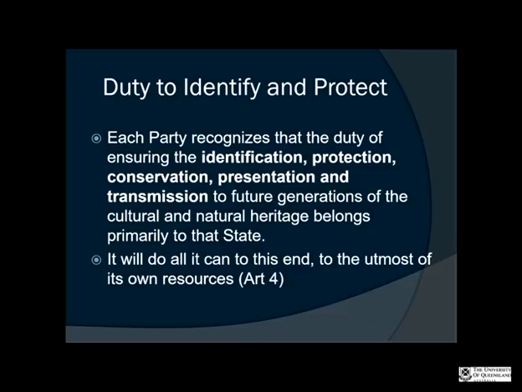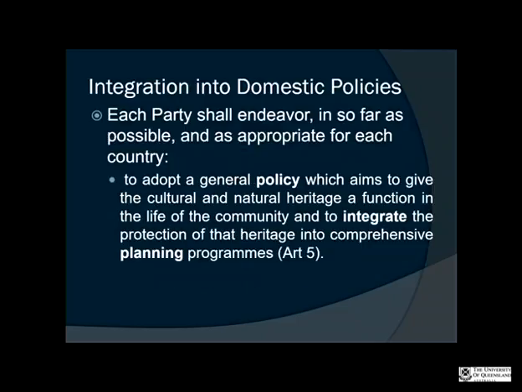Each party, so again, that's the countries that are a party to the agreement, have to identify these areas, protect them, conserve them, transmit them to future generations, and to do it to the utmost of their own resources. This particular convention says that they shall endeavour, insofar as possible, to adopt a general policy which integrates the protection of that heritage into comprehensive planning programs. So again, there's an obligation there that Australia needed to comply with in terms of having some sort of domestic system in place that allowed it to meet these obligations that it had signed up to at an international level.